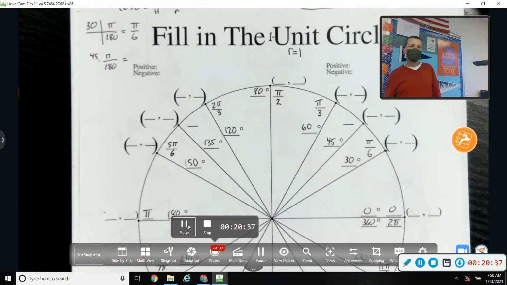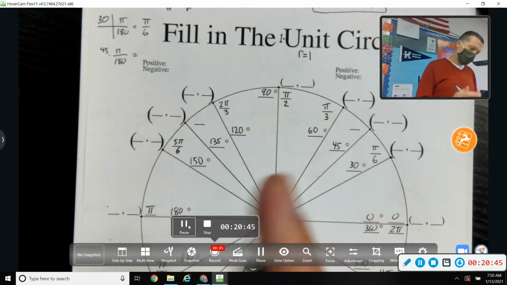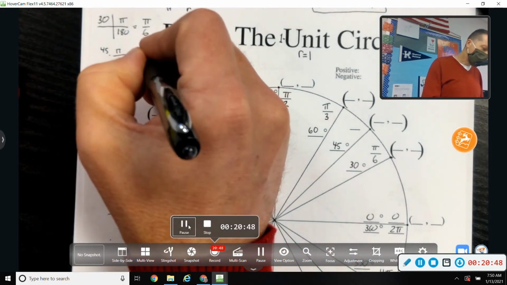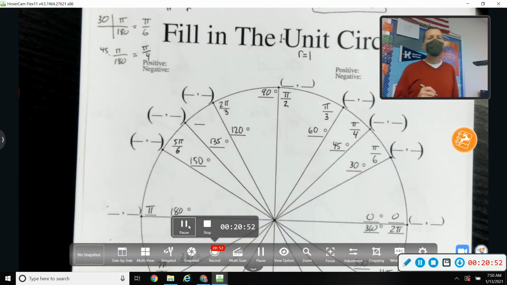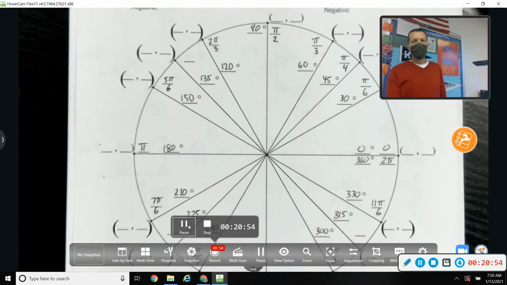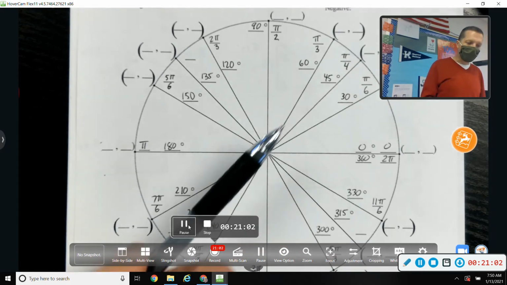Over 180. What's that reduced to? Probably something between 3 and 6. Pi over 4. And now, just like we counted every 45, I'm going to count every pi over 4. And just like we counted every pi over 6, there'll be some reducing to do along the way.